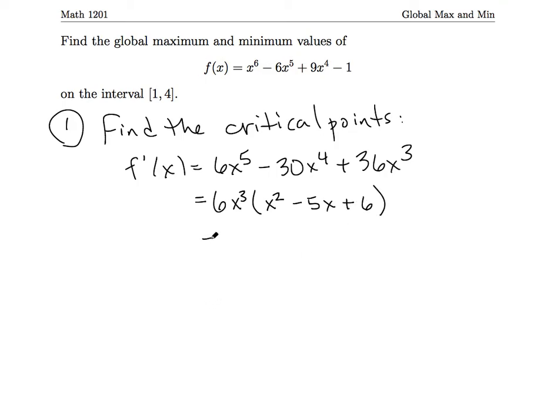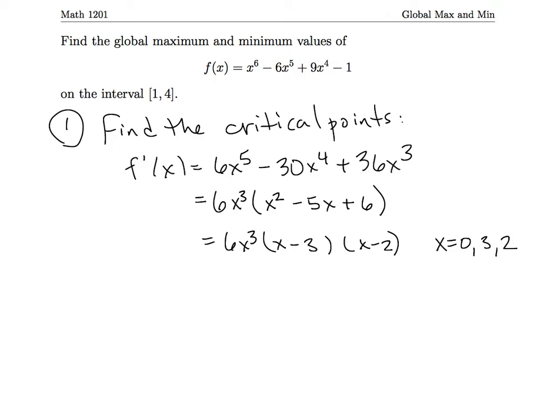Okay, and so now I have the 6x cubed still. The quadratic in parentheses, I can easily factor, so this is x minus 3 times x minus 2. I needed two numbers that multiplied to give me 6, but add to give me negative 5. So that's how I got the negative 3 and negative 2. So this means we'll have critical points at x equals 0, x equals 3, and x equals 2.